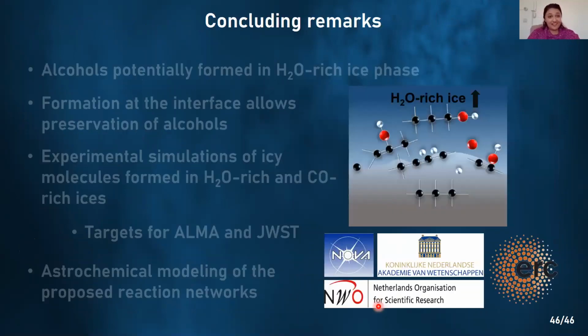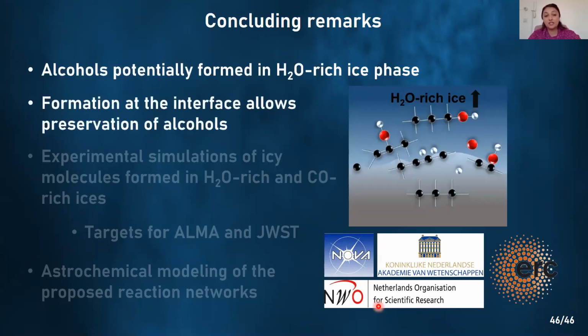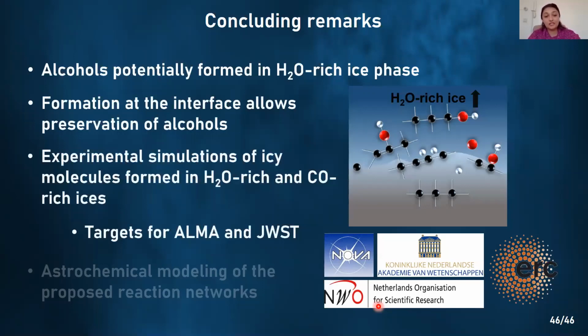So you can see that these alcohols can potentially be formed in the water-rich ice phase. And since they're thought to be formed at the grain-ice interface, these alcohols can potentially be protected by the upper ice layers if they were to be delivered to the early Earth, for example. Now that we've performed experimental simulations of what molecules we expect to be formed in the water-rich and CO-rich ice phases, these molecules can be targets for ALMA and JWST observations.